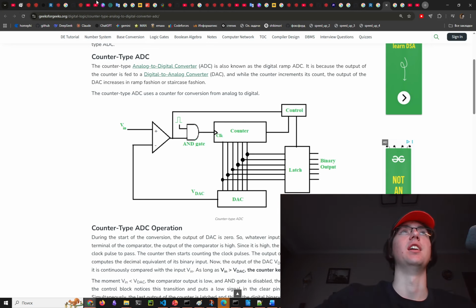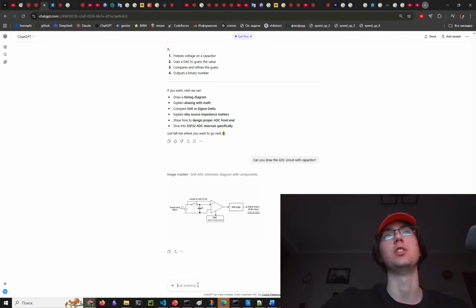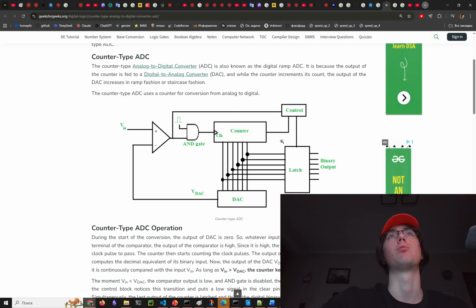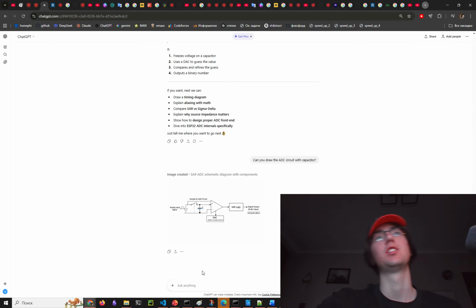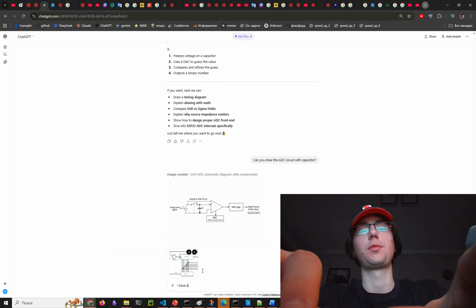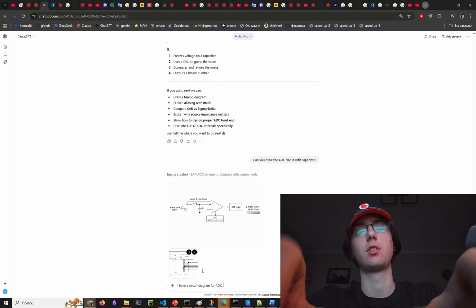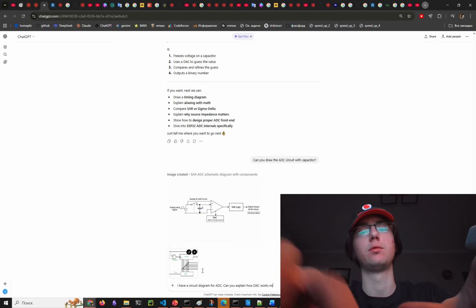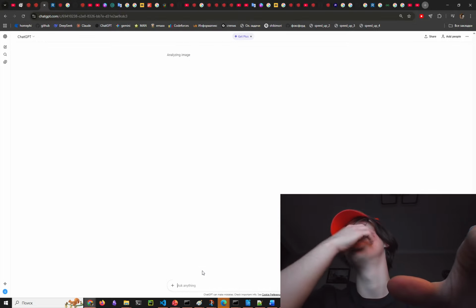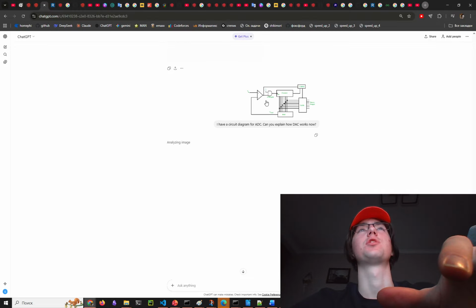Yep, and the DAC is supposed to do a different thing, but how does it do that? By the way, I can probably send it this picture. I have a circuit diagram for the ADC, can you explain how the DAC works now? I hope I didn't run out of tokens.